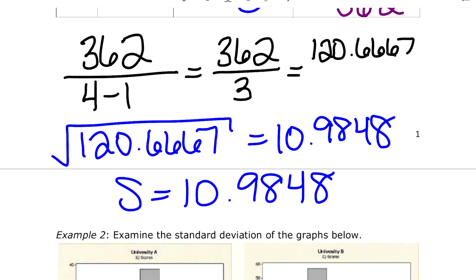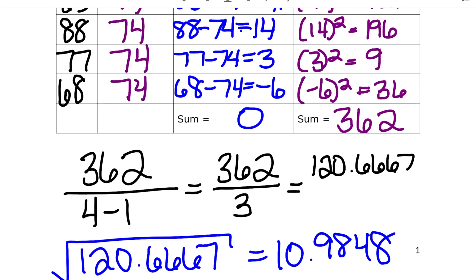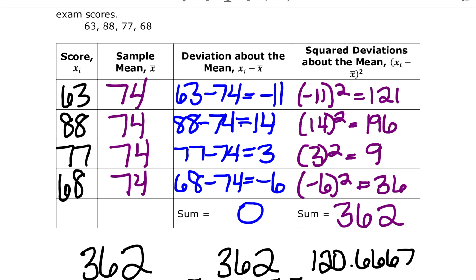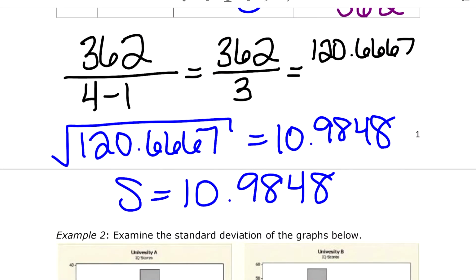Okay? And then this last step, just so you know, the square root that we took was to undo the squaring that we did up here in the last column of the table, because we don't want this in terms of points squared or units squared. We want them just in terms of the unit itself that we're looking at. So that's why we have to take the square root at the end.